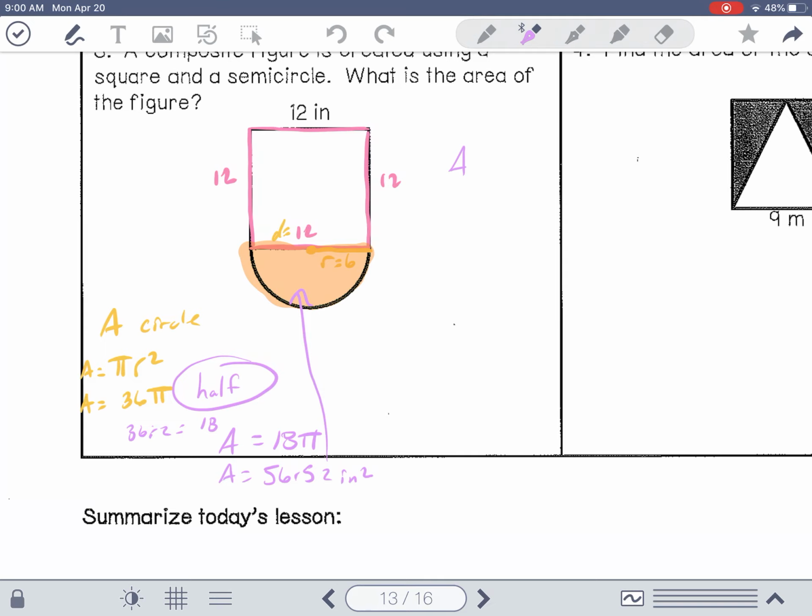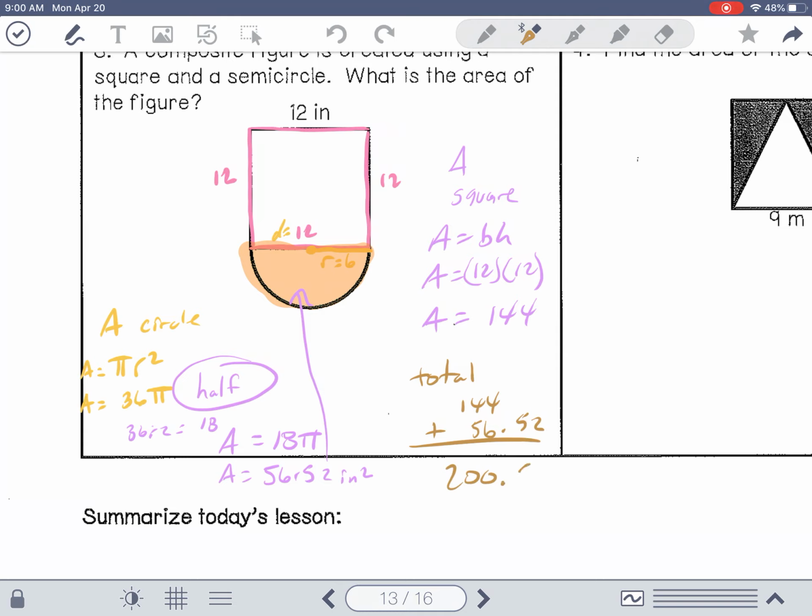Then the area of the square is base times height. That area is 12 times 12, which is 144. So then our total is 144 plus 56.52. Add those, and you get 200.52 inches squared. That is an example of another composite figure.